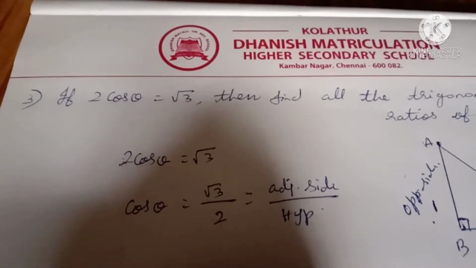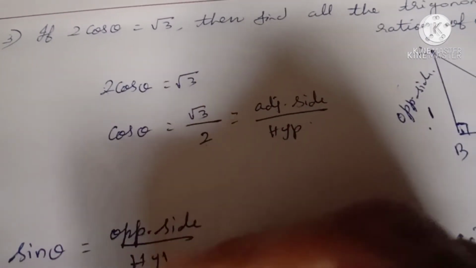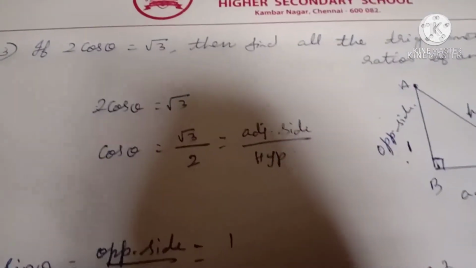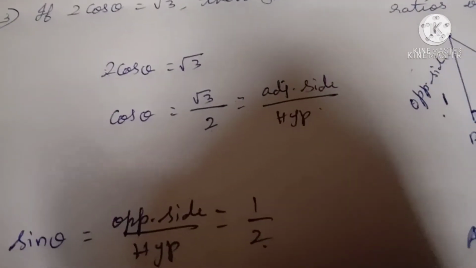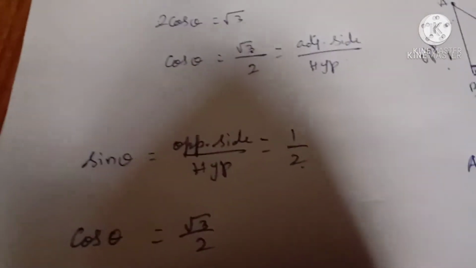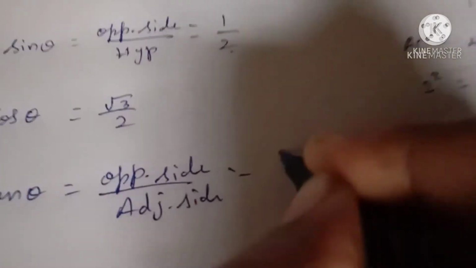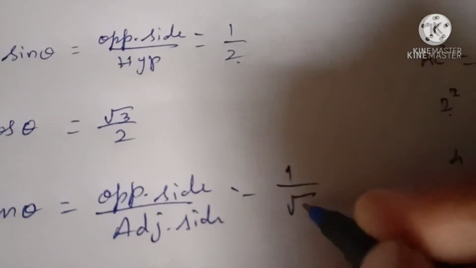Now, sin theta, you know very well, is opposite side by hypotenuse. The opposite side is 1, the hypotenuse is 2. So 1 by 2. Cos theta is itself given as root 3 by 2. Then tan theta is opposite side by adjacent side. The opposite side is 1, the adjacent side is root 3.